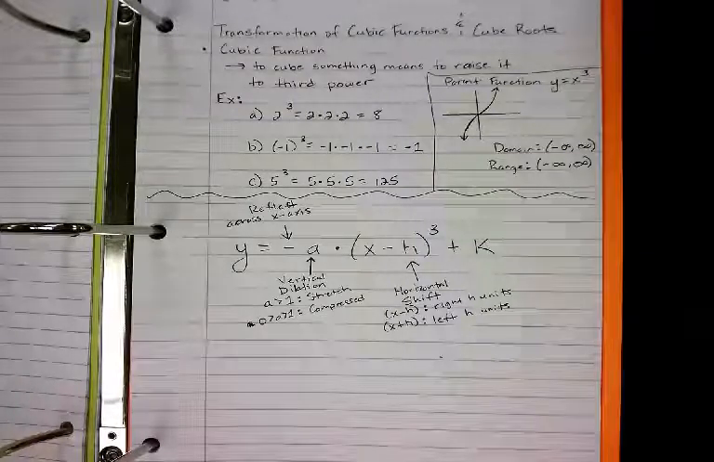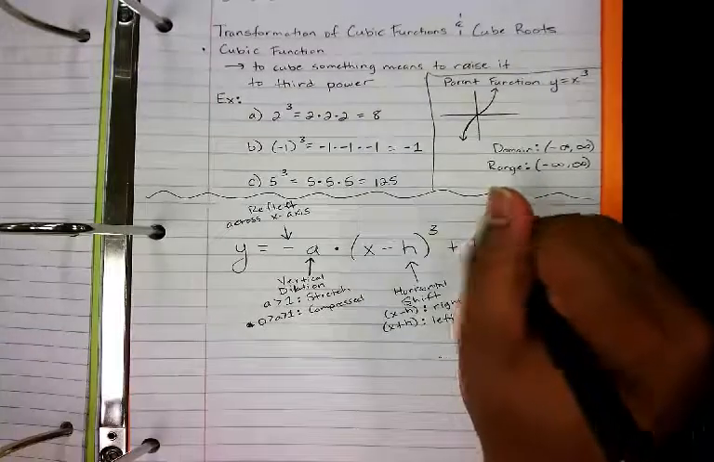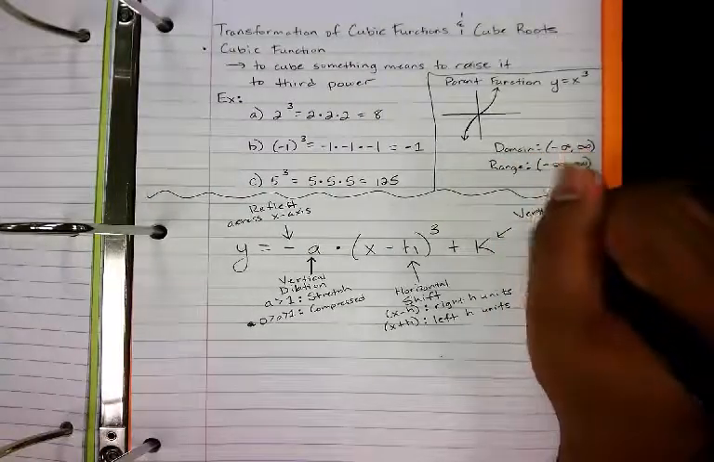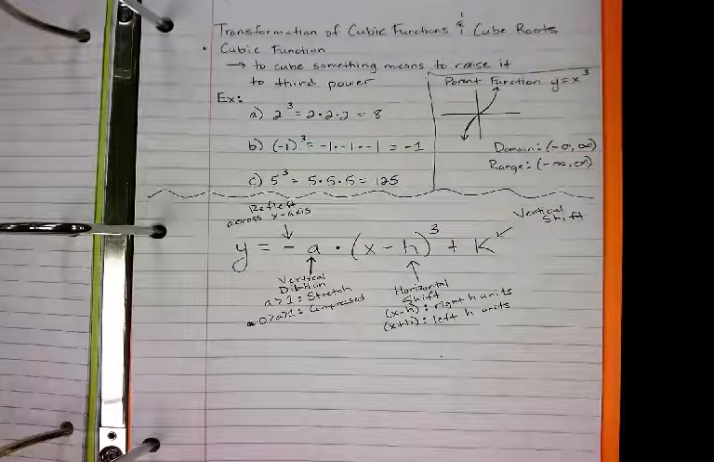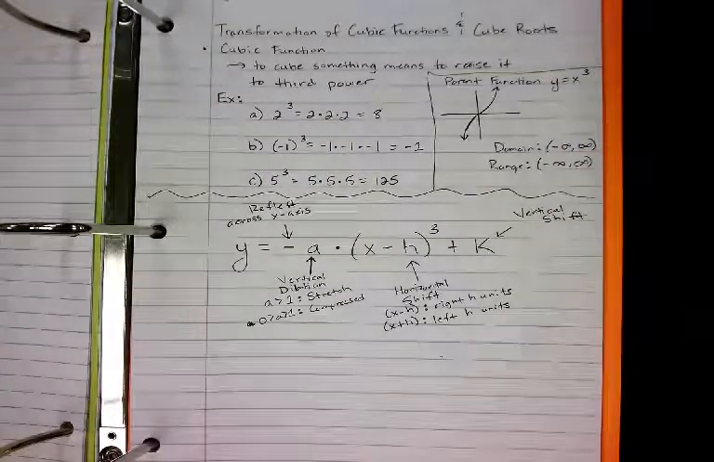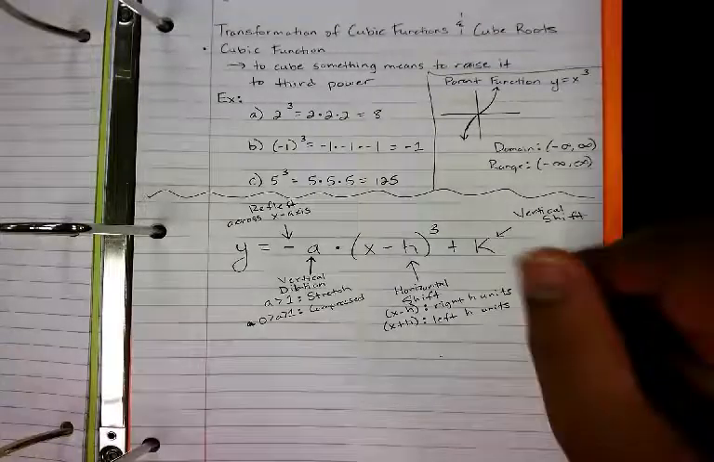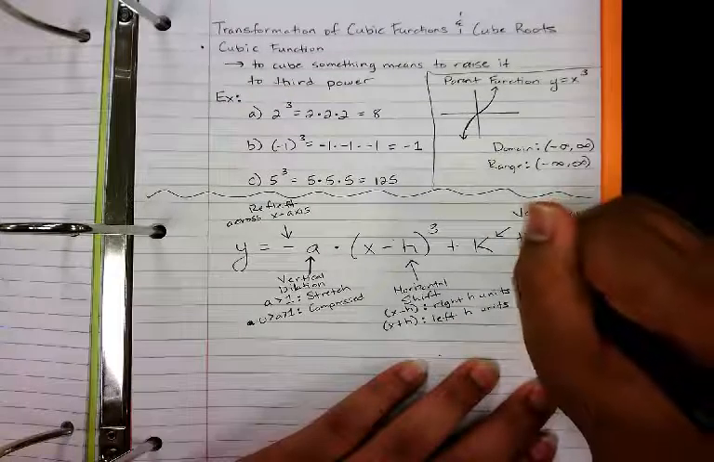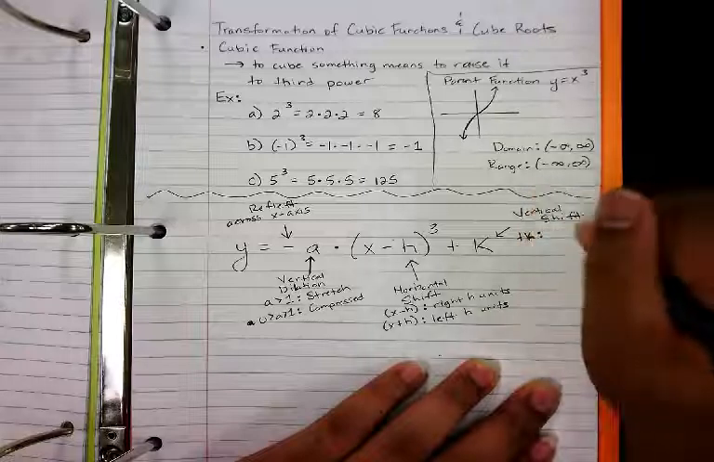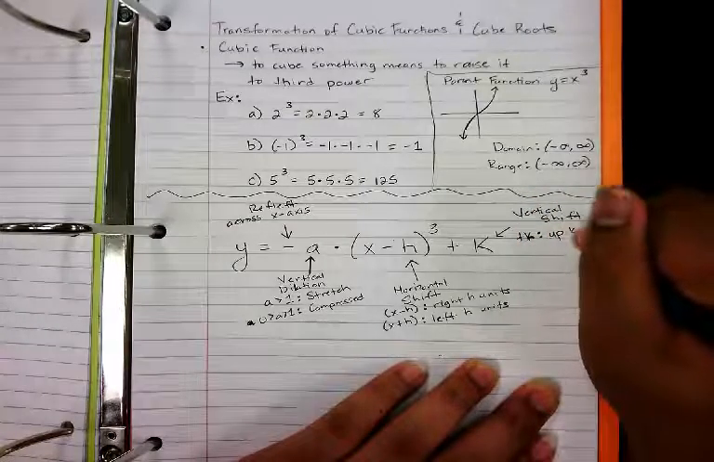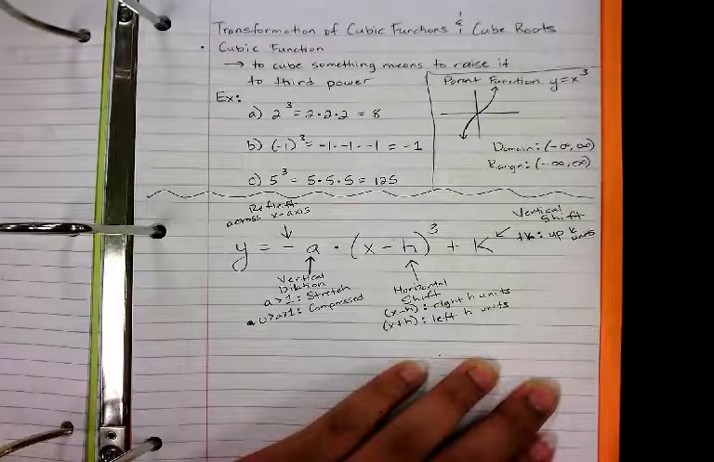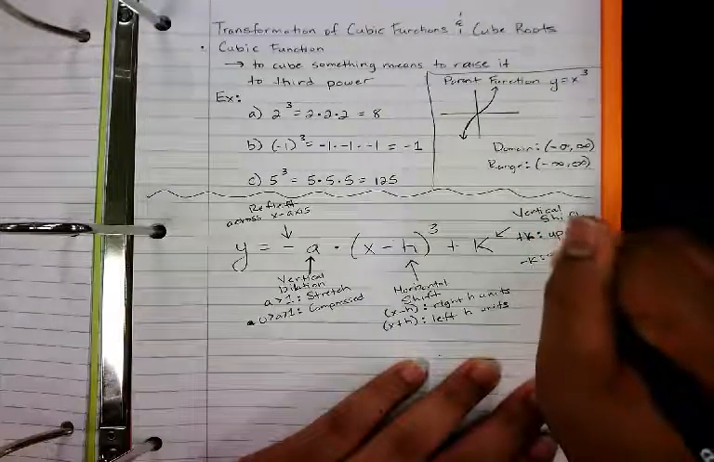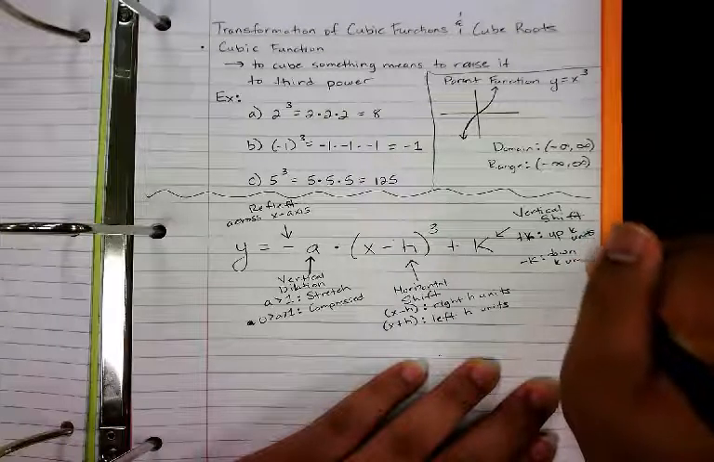Okay, and then the last one, we're talking about the k, which is just a vertical shift. This one is just normal. So if it says plus k, that means it's going up k units. If it's minus k, it's going down k units. Okay, and those are your rules for the transformation.